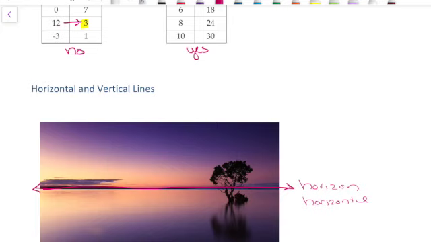So vertical is then this direction. This is vertical, and it is perpendicular to the horizontal. In other words, there's your XY axis, okay? So remember that the horizontal is the X, and it is the input. And the vertical is the Y, and it is the output.